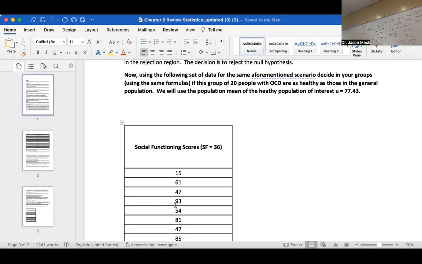And then we go back in and compare it to the null hypothesis, 77.43, to compute the standard error. We take the standard deviation, 20.03, divided by the square root of 20. So I got 4.48.